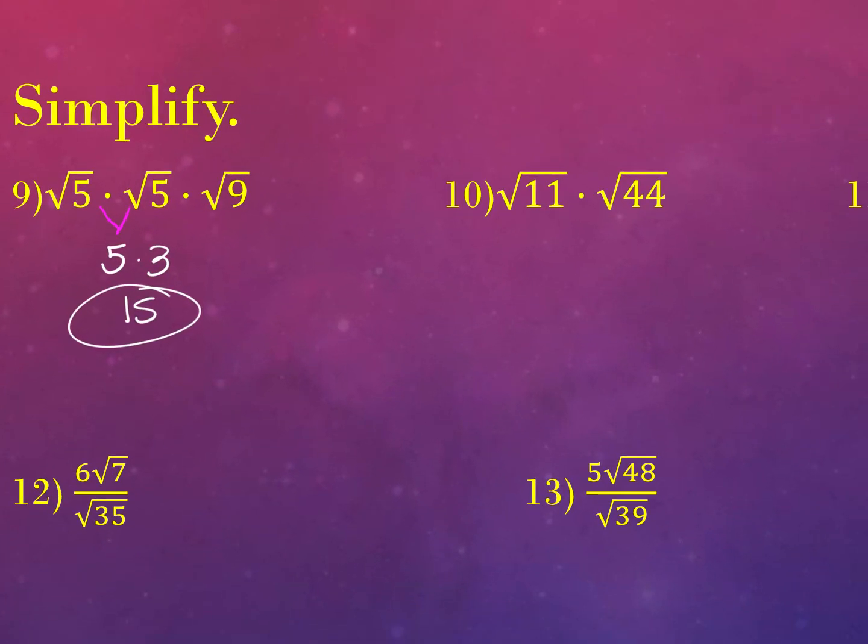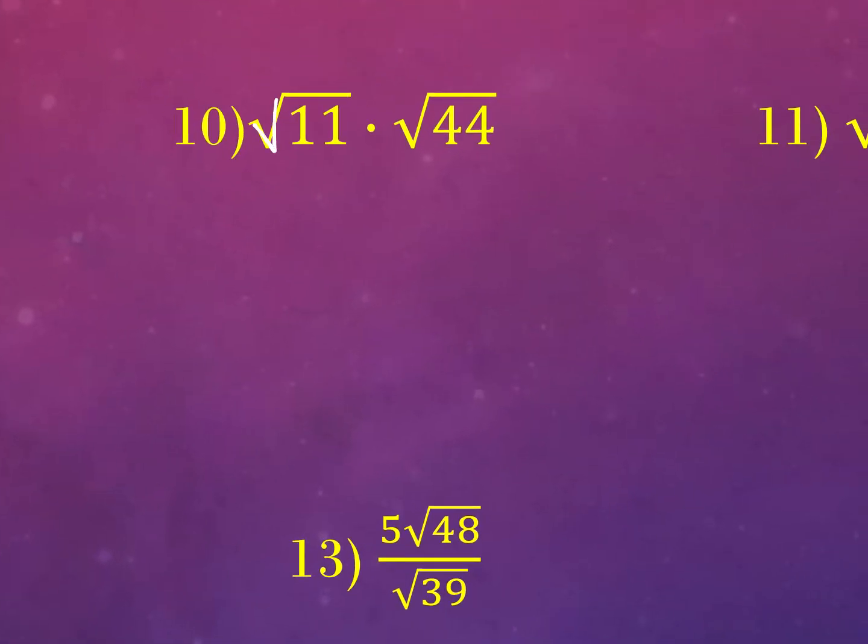Ten is 11 and 44 underneath the radical. So I can make that one radical. 44 would be 4 and 11. 4 is 2 and 2. So there's a pair of 2's that goes to the outside of the radical and a pair of 11's that joins it, making this 22.